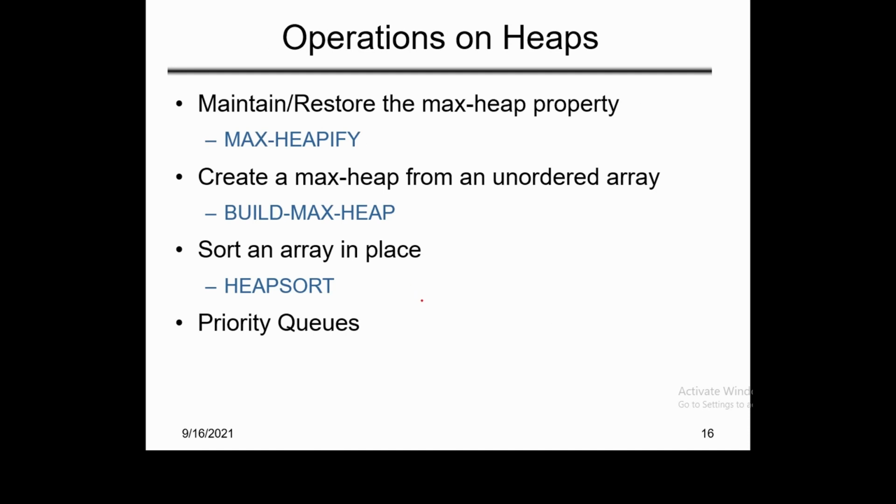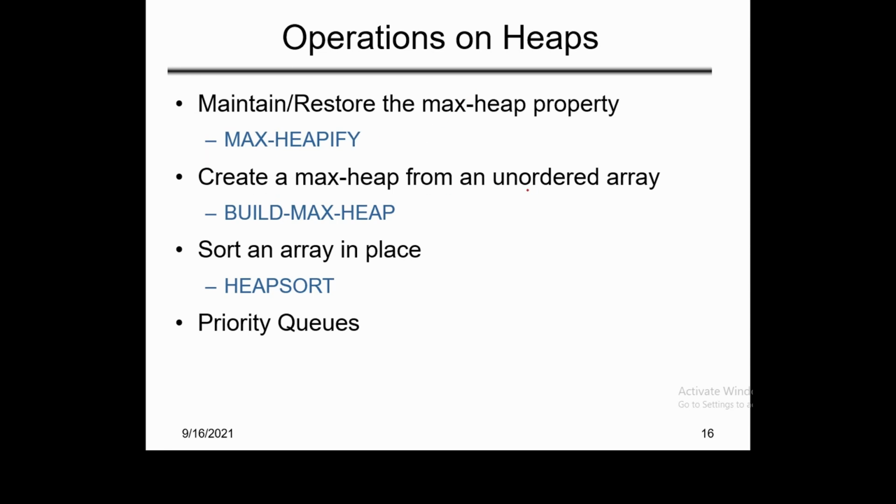Now these are the operations which can be performed on heaps. The first one is to maintain, or restore, the max heap property. For that we will use the max heapify procedure. The next one is to create a max heap from an unordered array, which is build max heap. The next one is to sort an array in place, that is heap sort. So we will apply these three procedures. Suppose we have inserted an element in the heap and it violates the max heap property, then we will apply max heapify. By applying this, we simply restore the properties of the heap.